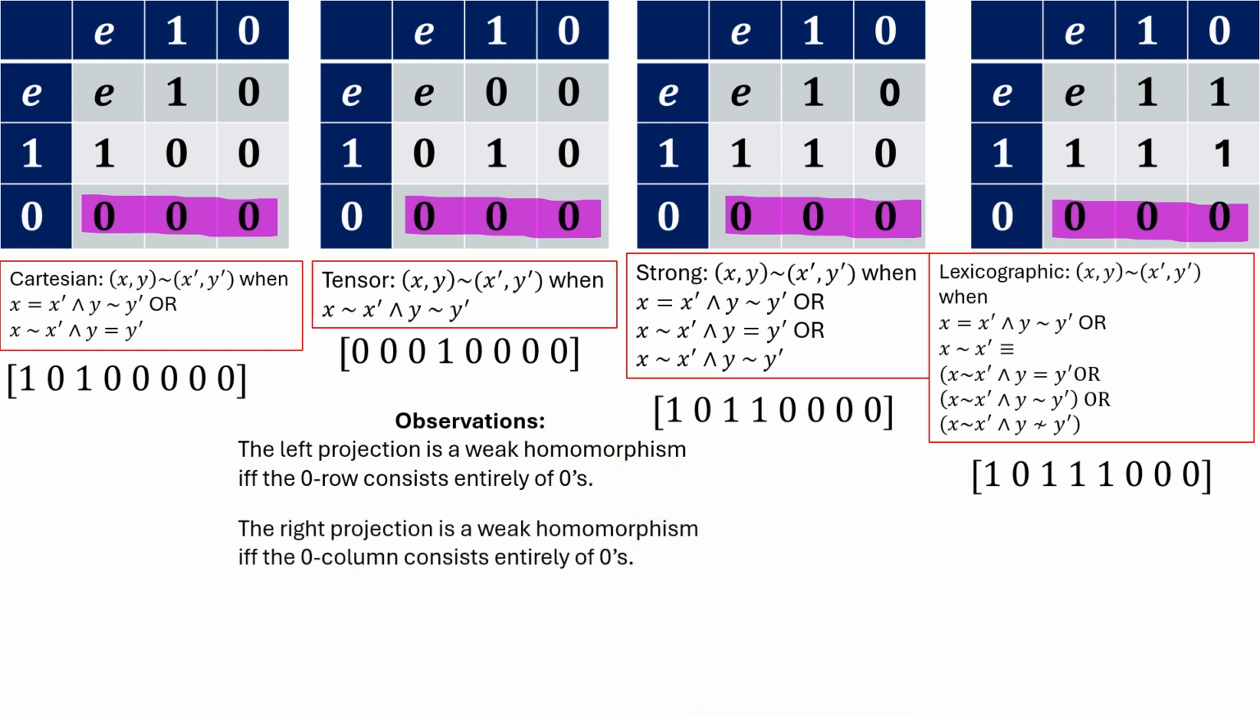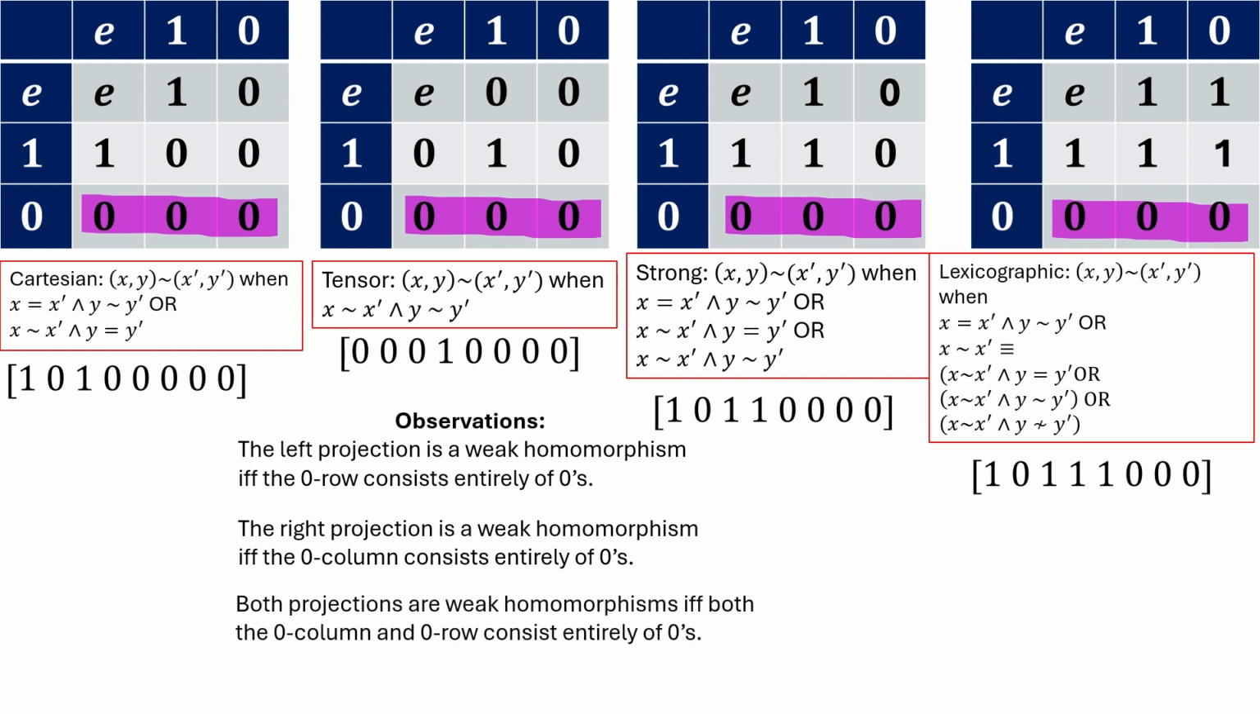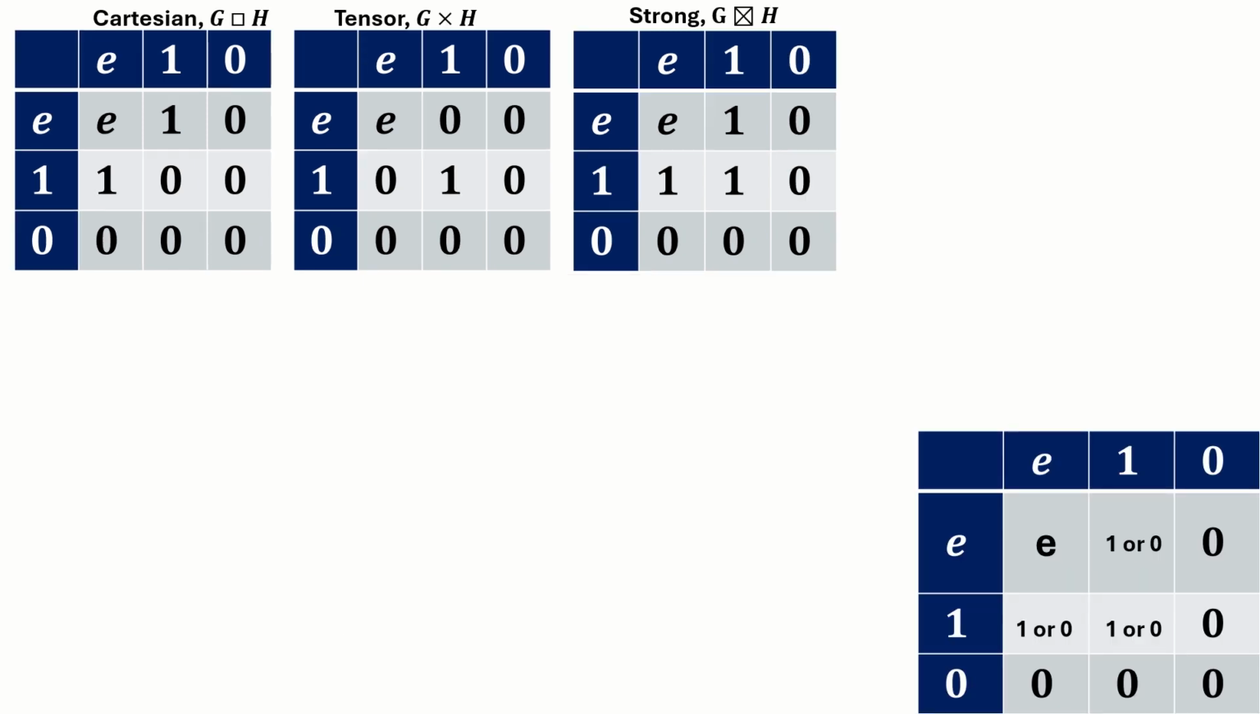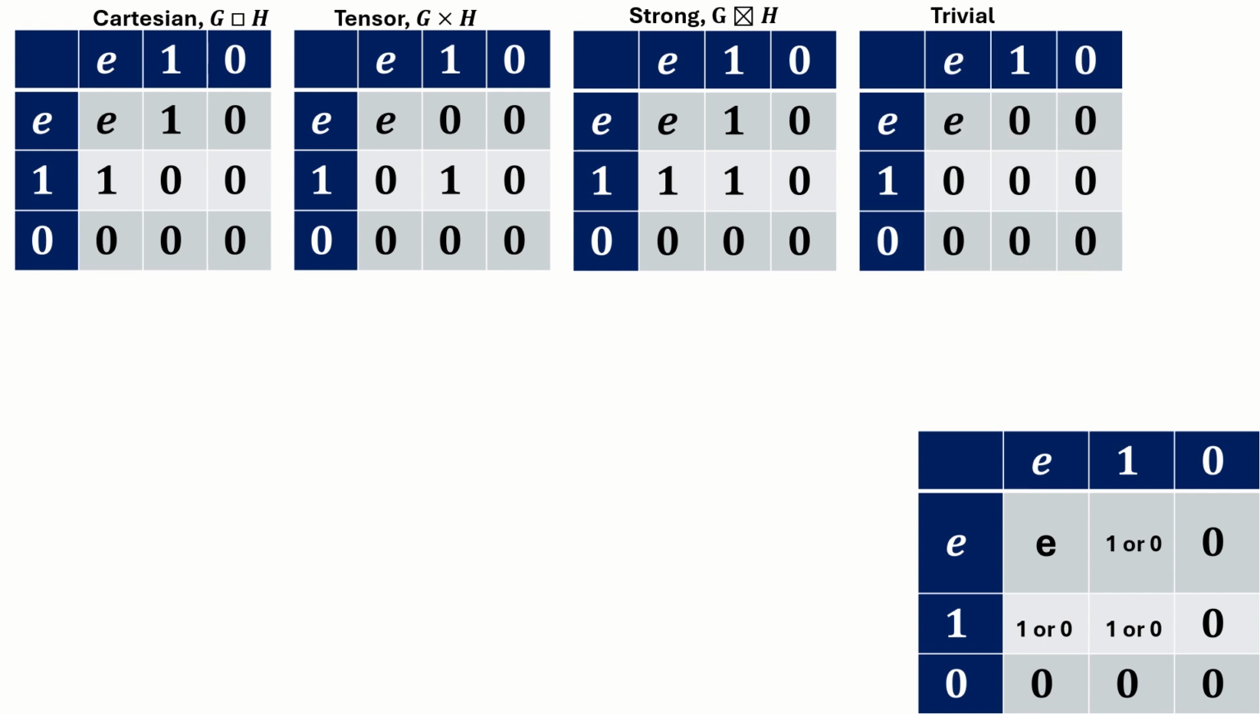Similarly, the right projection is a weak homomorphism if and only if the rightmost column of this table is all 0, and both projections are weak homomorphisms if and only if both the bottom row and the rightmost column of the table are all zeros. Since the products whose projections are both weak homomorphisms are exactly those with zeros in the rightmost column and bottom row, we only have 3 binary decisions to make to determine different products, meaning there are exactly 8 products whose projections are both weak homomorphisms. 3 of these are the Cartesian, tensor, and strong products.